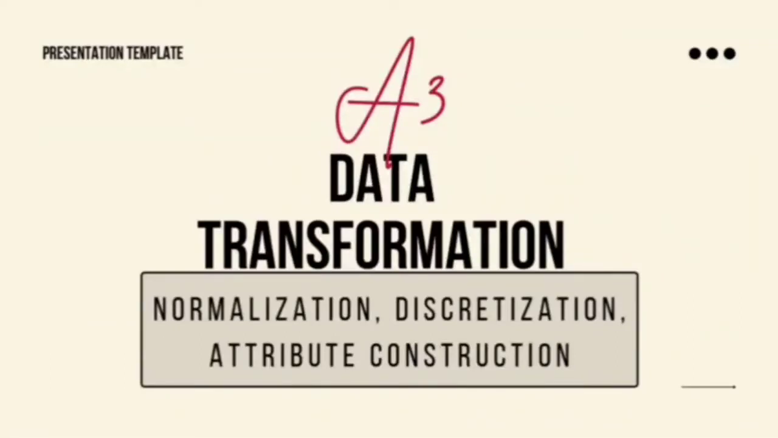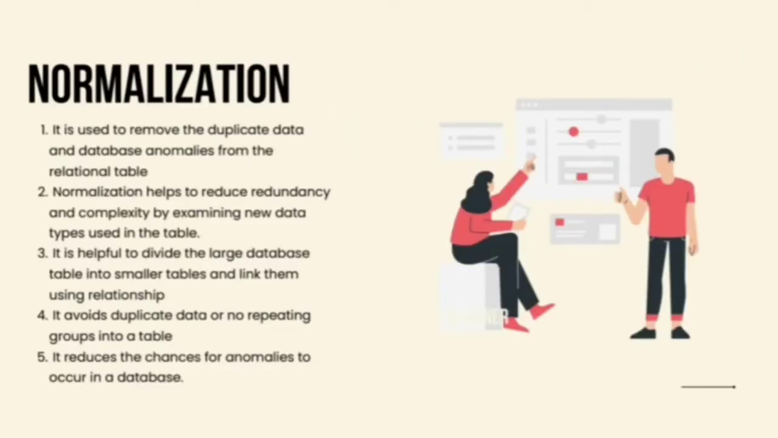A3, Data Transformation. Data transformation consists of normalization, discretization, and attribute construction. Normalization. Normalization is used to remove duplicate data and database anomalies from the relational table. Normalization helps to reduce redundancy and complexity by examining new data types used in the table.